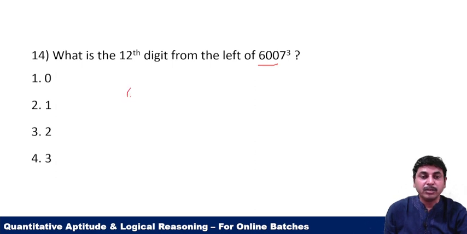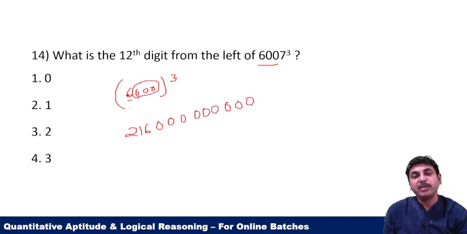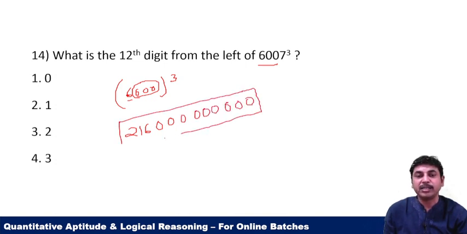What is the 12th digit of 6007 cube? Now see, just think about 6000 cube. What would be the 6000 cube? Now cube of 6 is 216 and the 3 zeros will become triple. So if these 3 zeros become triple, it will effectively be a 12 digit number, right? A 12 digit number.